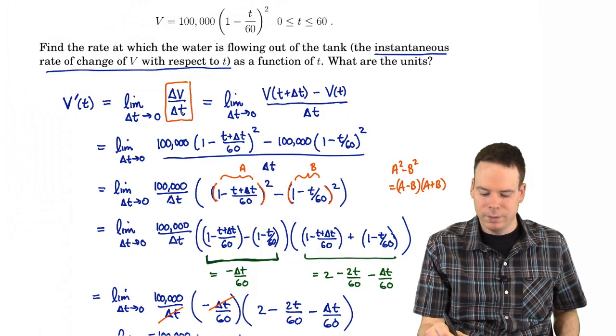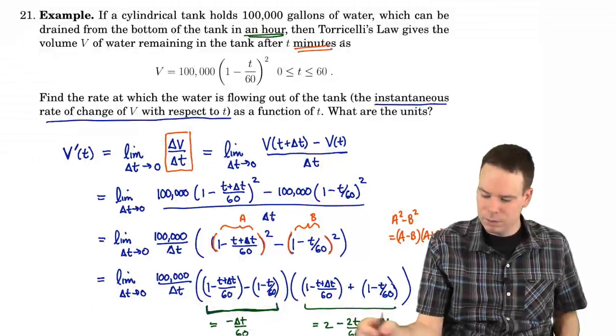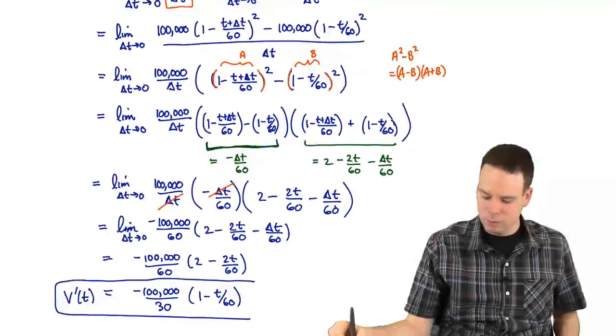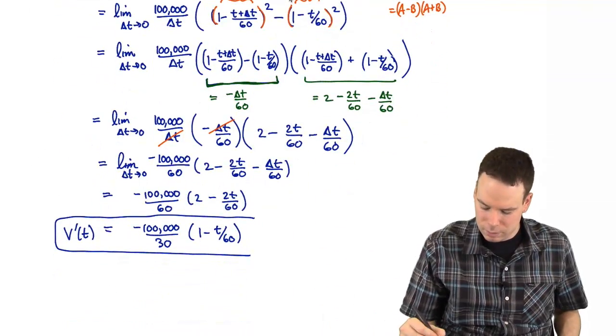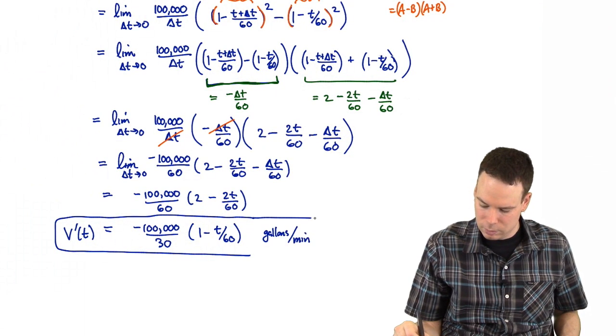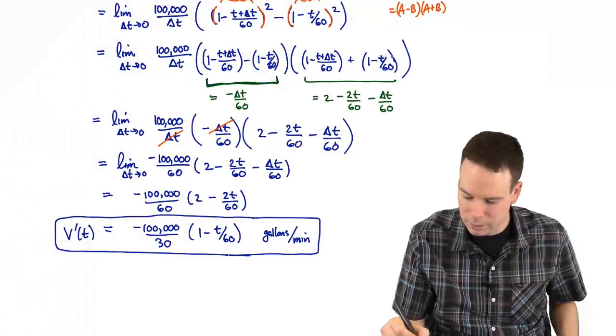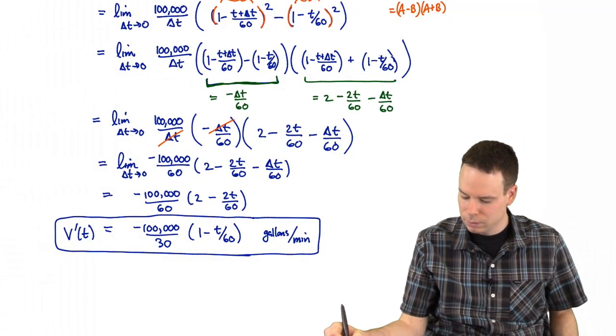Volume is gallons. Time is it minutes or seconds? We have to look. Okay, it's minutes. So this is gallons per minute. There's our units. As a reality check, let's see if this makes sense.